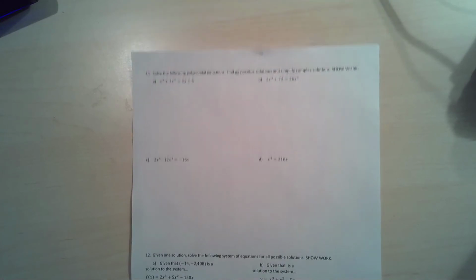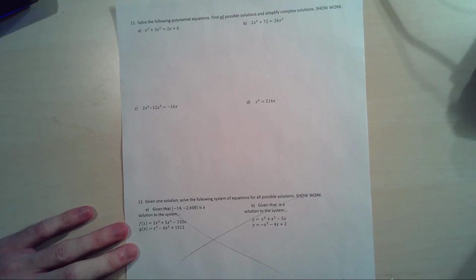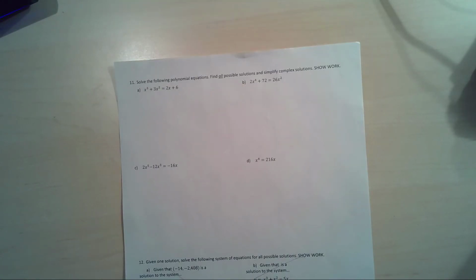That last page, so it's the same concepts we've been doing, finishing it all off. By the way, you can just cross out problem 12, it's not going to show up on that test. Let's go on to number 11 here. Find all possible solutions and simplify complex solutions. Show your work for it.